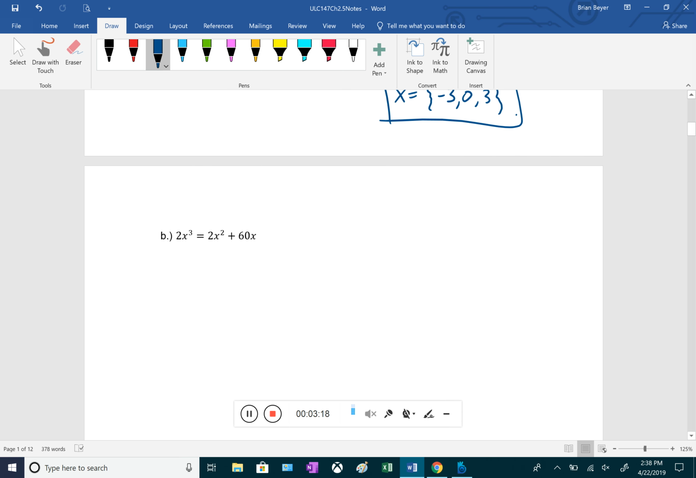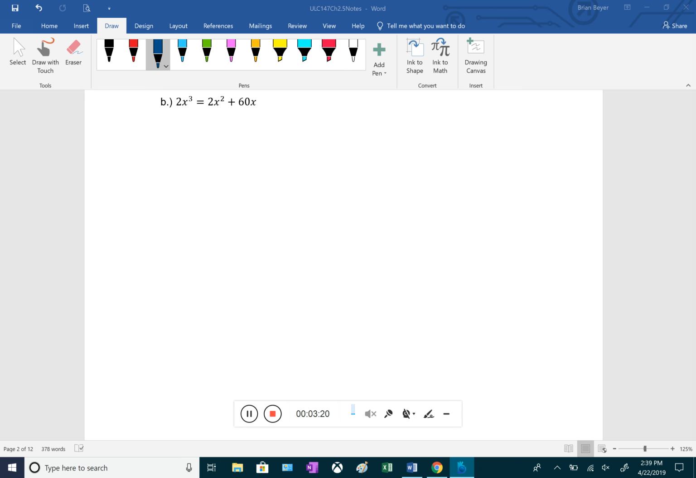So let's do another one here. We have 2x cubed equals 2x squared plus 60x. Once again, let's get everything over here on the left. Always try to get the leading term to be positive. The leading term would be the x cubed term, so we'll get everything on that side. So we're going to subtract 2x squared and subtract 60x. That's going to give us 2x cubed minus 2x squared minus 60x, and we're left with 0 on the right.